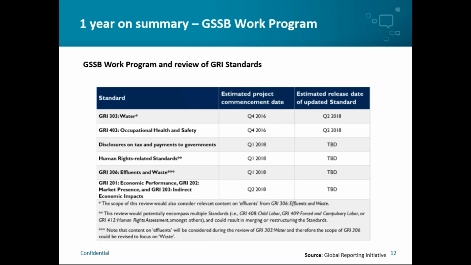And after this, a few economic standards will be looked at, which will commence in Q2 2018. And it's also just worth noting that here it shows that the water and health and safety standards, which are currently being reviewed, are due to be released in Q2 2018. So if you are planning on reporting against the GRI standards soon after that point, it would be worth reviewing the draft changes sooner rather than later, just to ensure that your data collection and reporting efforts are aligned.